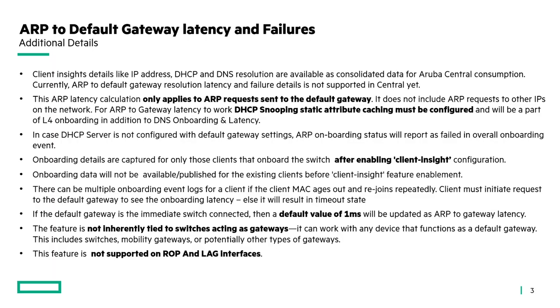So for ARP to gateway latency to work, DHCP snooping static attribute caching must be configured. And it will be a part of L4 onboarding in addition to DNS onboarding and latency. In case the DHCP server is not configured with default gateway settings, our onboarding status will report as failed in the overall onboarding event. Onboarding details are captured only for those clients that onboard the switch after enabling client-inside configuration. And this data will not be available or published for existing clients before client-inside feature enablement.